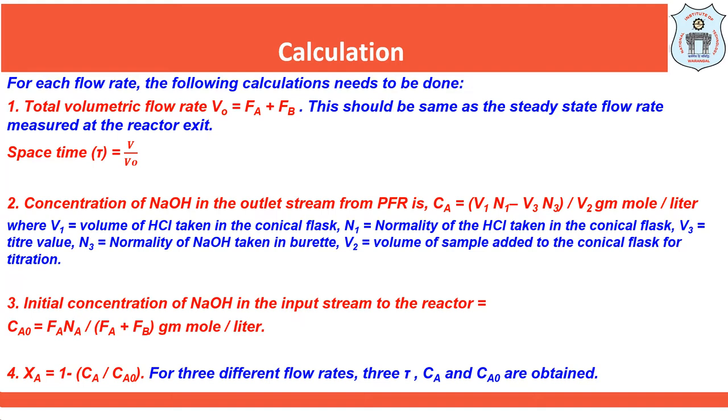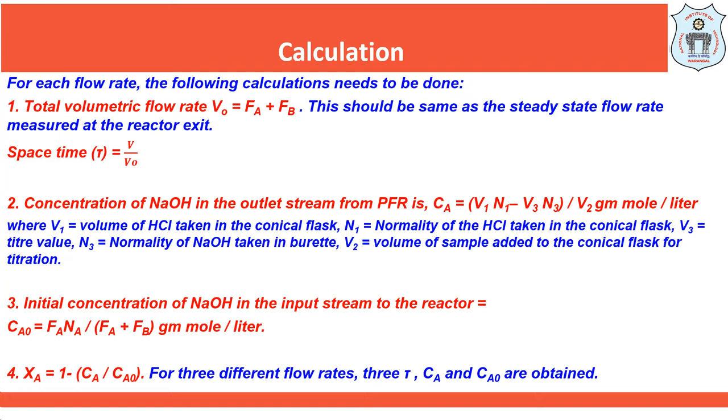So we also have to find out Ca naught to find out Xa, right? So Ca naught is the initial concentration of sodium hydroxide in the input stream. This is given by Fa into Na divided by Fa plus Fb. Okay, so again we have the conversion. So conversion Xa is nothing but 1 minus Ca by Ca naught.